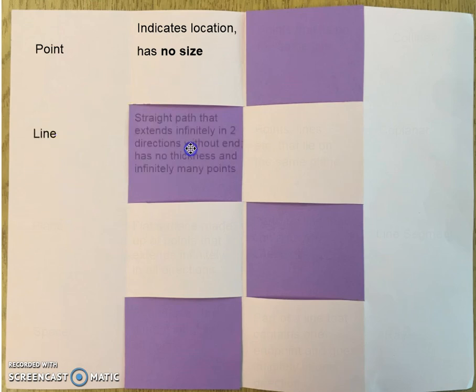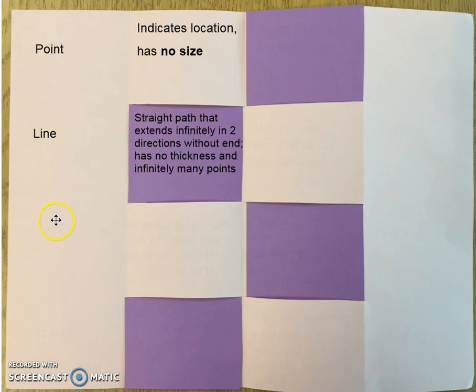Next we have line. A line is a straight path that extends infinitely in two directions without end. It has no thickness, so just like a point had no size, a line has no thickness, and a line contains infinitely many points. So we're kind of talking about the undefined terms in order of which one is contained in the other. So point is the most basic one. Then we have a line, and it contains an infinite amount of points.